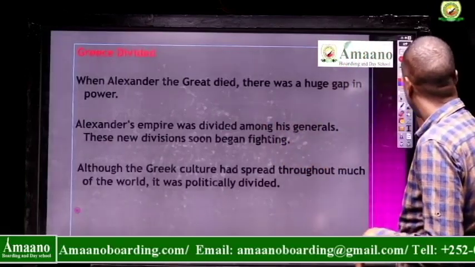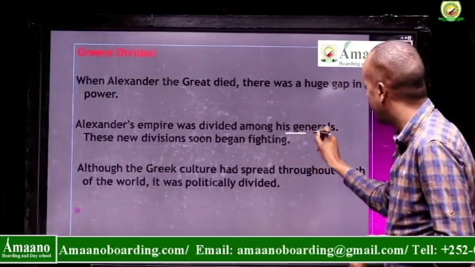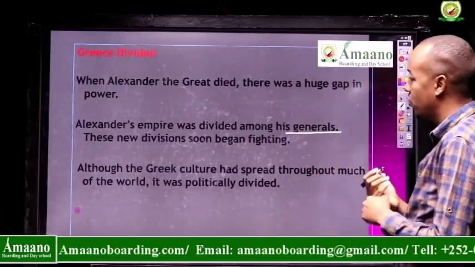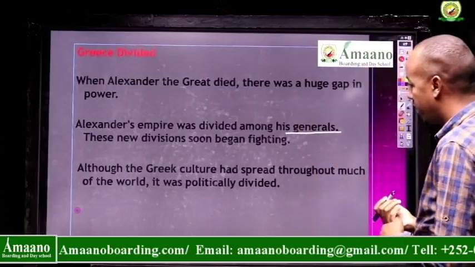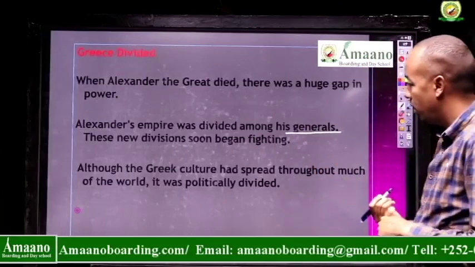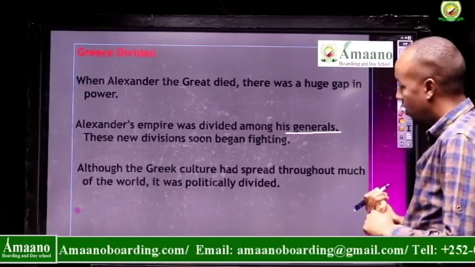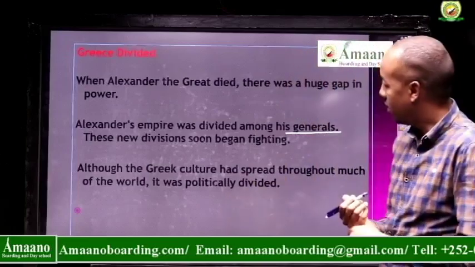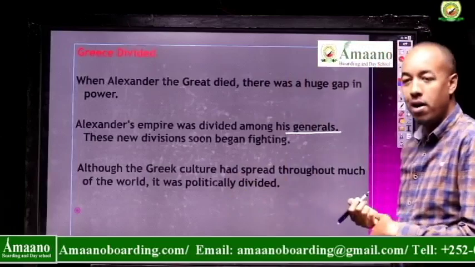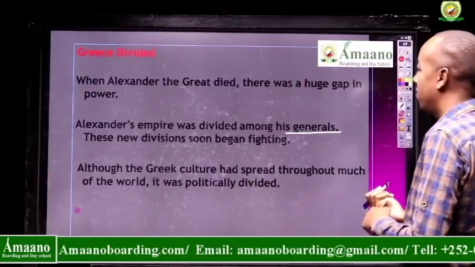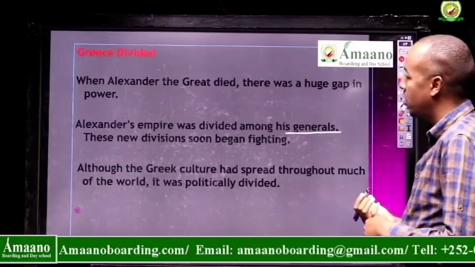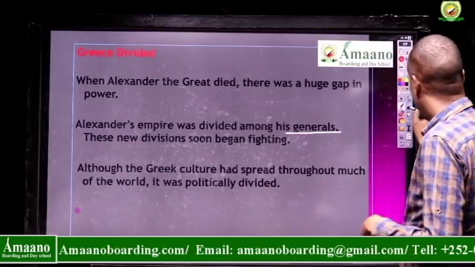Alexander's generals divided the empire, and these new divisions soon began fighting. Although Greek culture had spread throughout much of the world, it was politically divided. They say when a strong leader is gone, his empire also goes with him. That's the saying we are going to be using here. When Alexander was gone, his empire did not continue long.